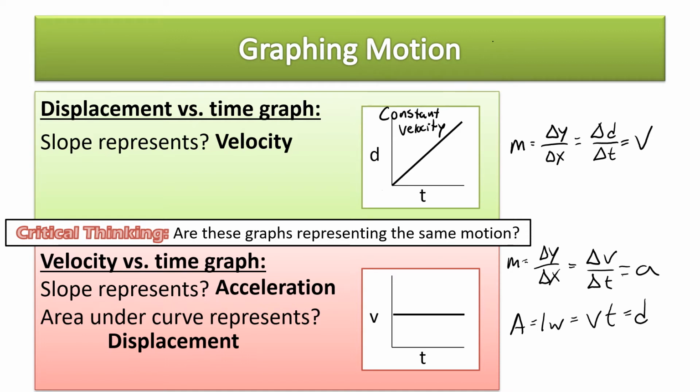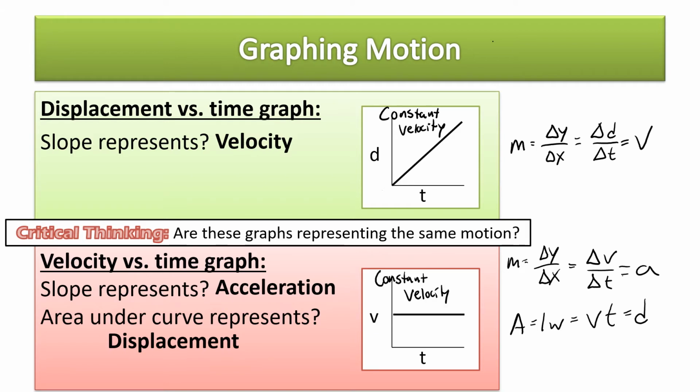What's a different way? You might have looked at the y-axis first and been like, Mr. Nangle, it's always staying at the same y value. So that means it's always staying at the same velocity. So that means, again, a constant velocity.